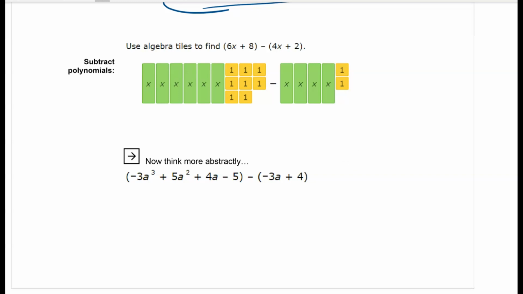So I'm going to change this minus to a plus, and I can do that by taking the opposite of each of these shapes. So these are going to be negative x's instead of positive, and these are going to be negative 1s instead of positive 1s.